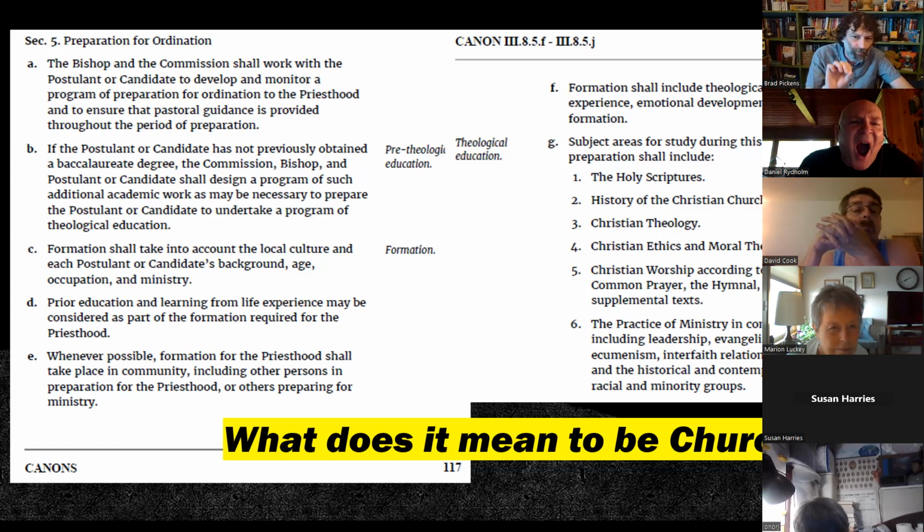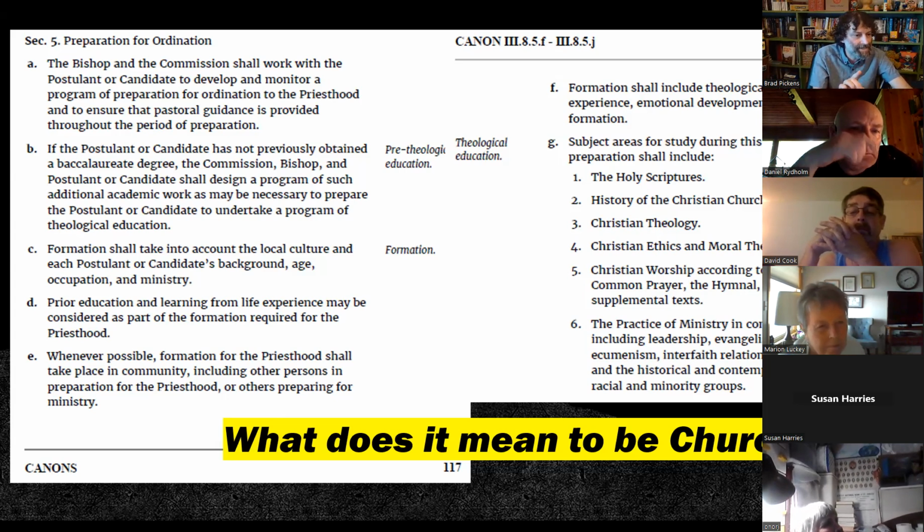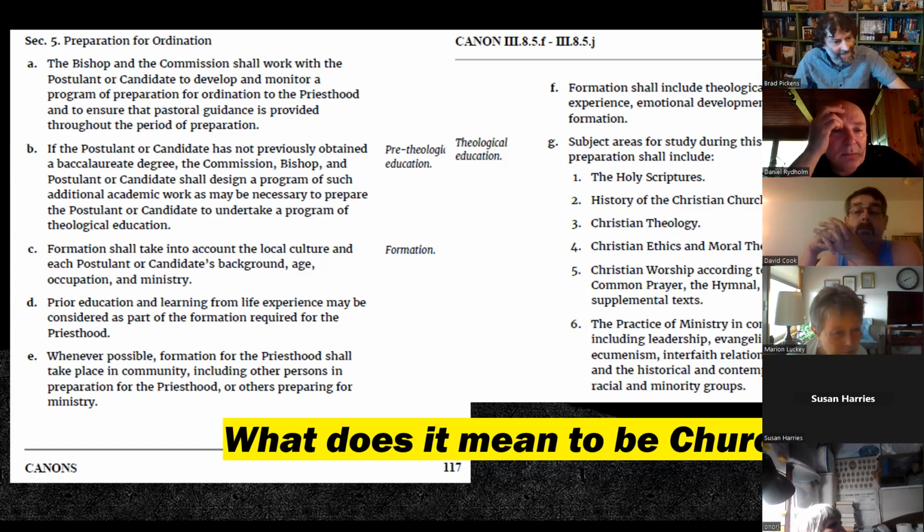But then as we read on to what has to happen, when we get into the parameters of what's spelled out here, what needs to happen? Well, if they've not previously obtained a baccalaureate degree, what needs to happen? Not that they have to get such a degree, but that we'll design a program of additional academic work as may be necessary.